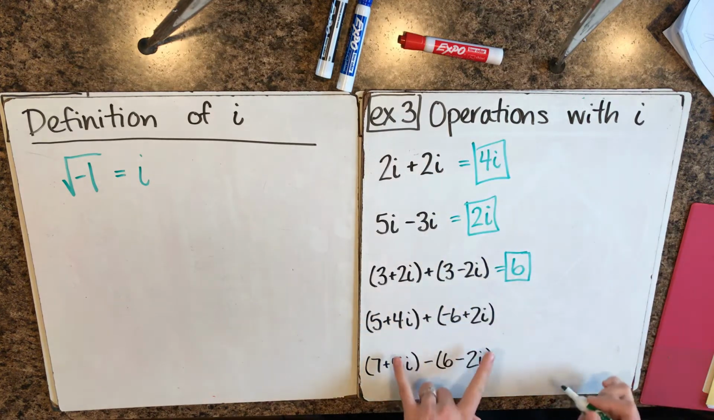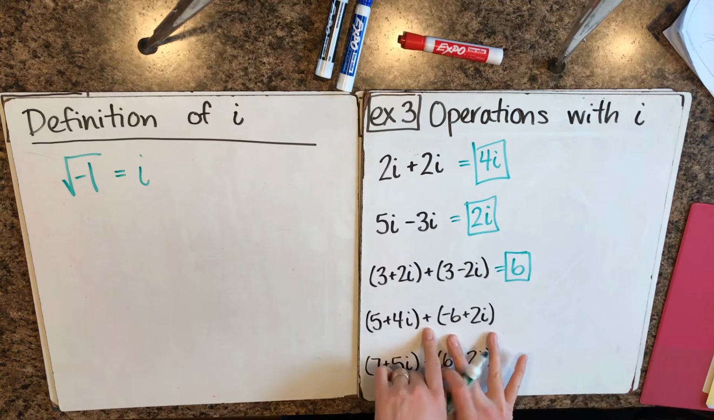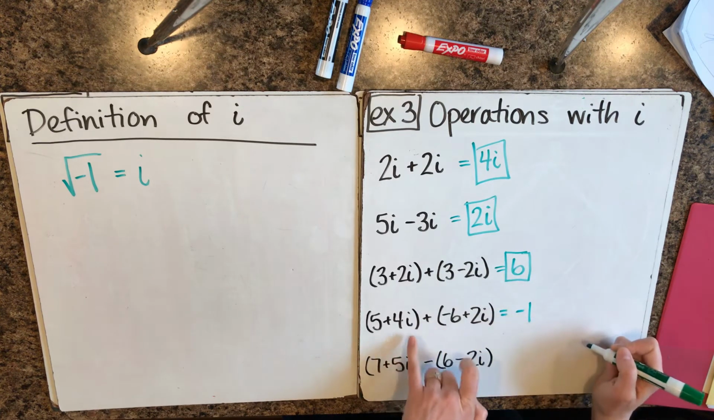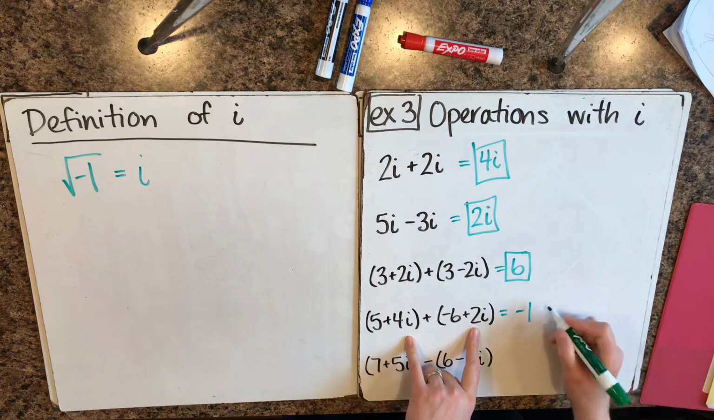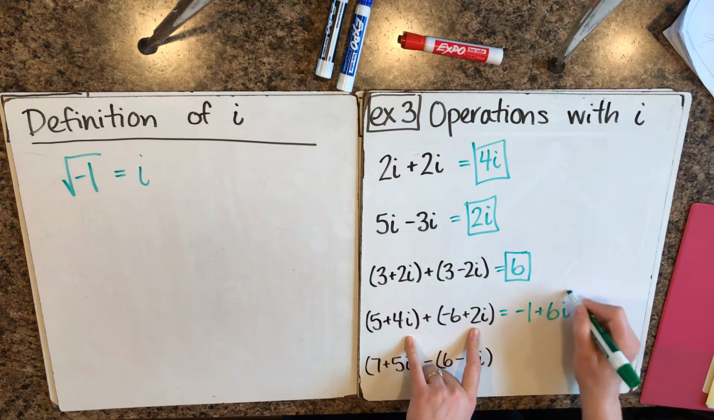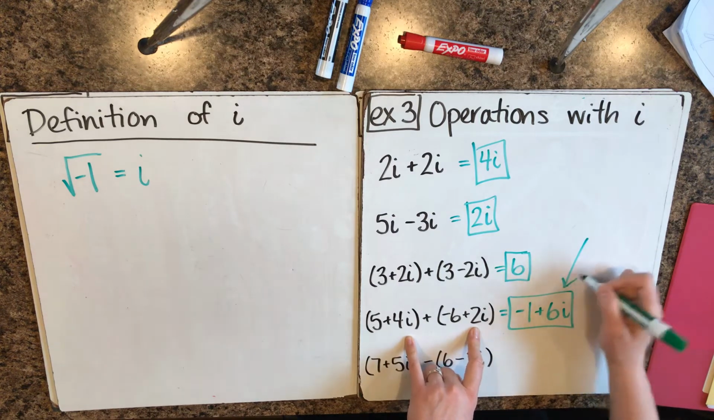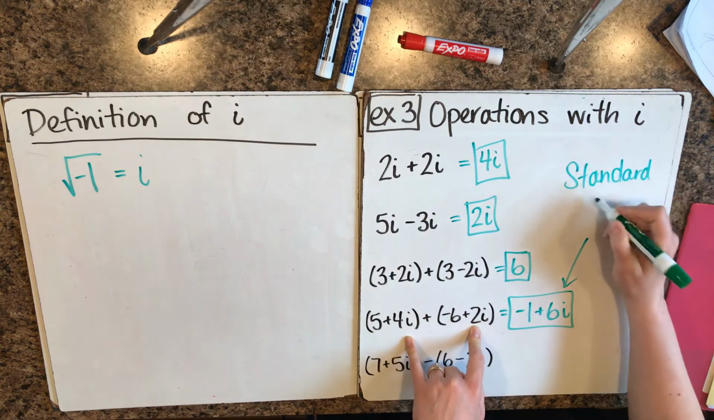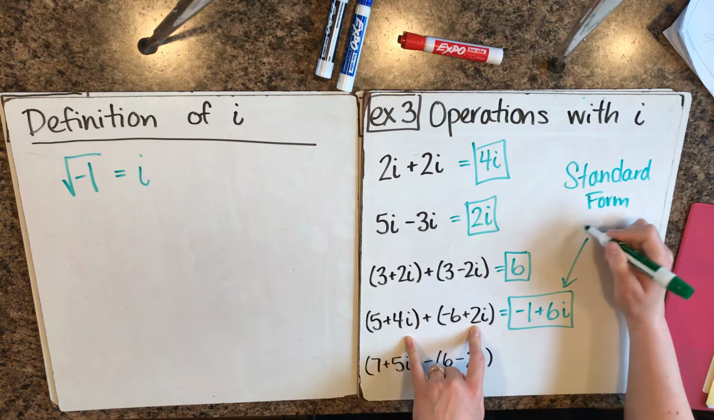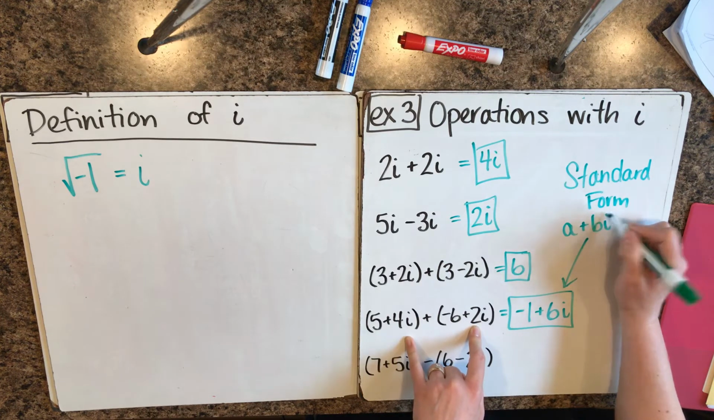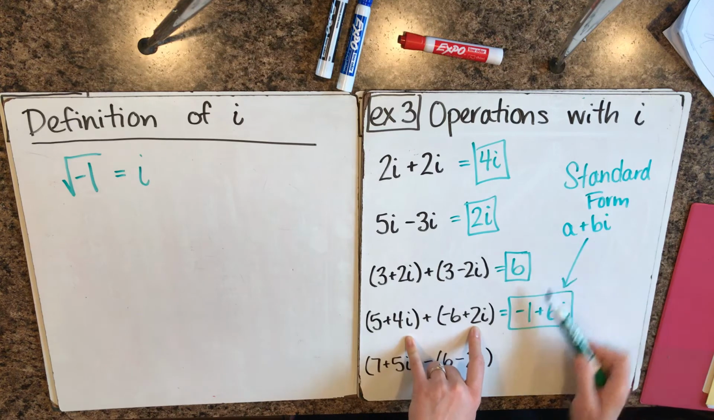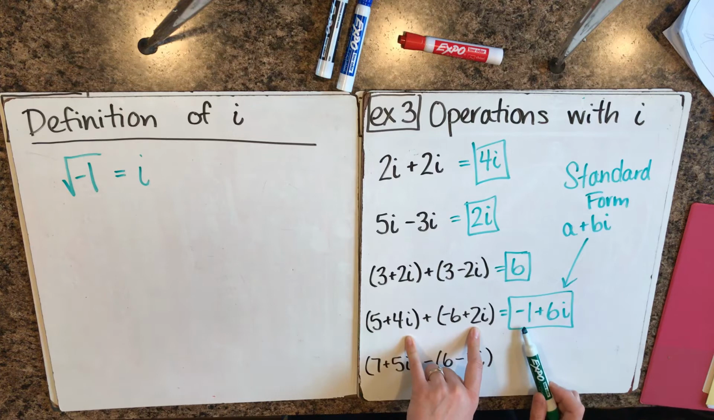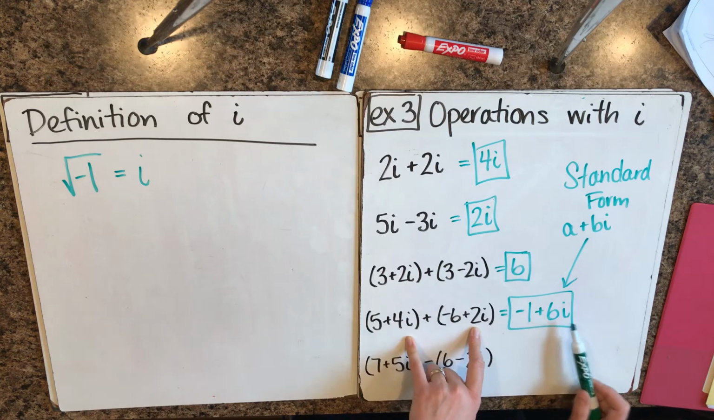Okay, this one again, even though there's parentheses, it's asking us to add. So 5 plus a negative 6 is negative 1, and 4 plus 2 is 6i. Okay, now this is called standard form of a complex number. We also call it a plus bi form. All that means is we're putting the real part first, and we're putting the imaginary part second. So the real part plus or minus the imaginary.